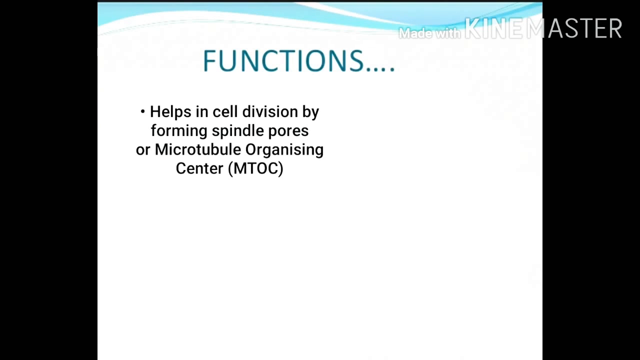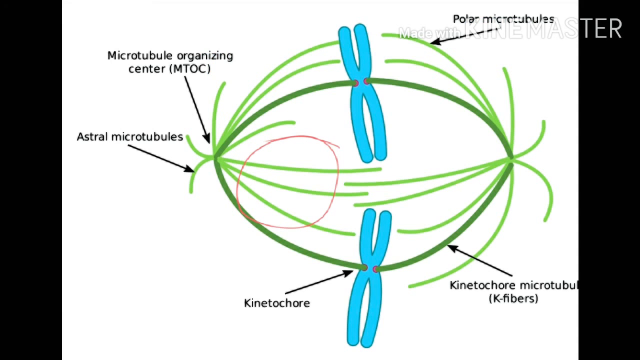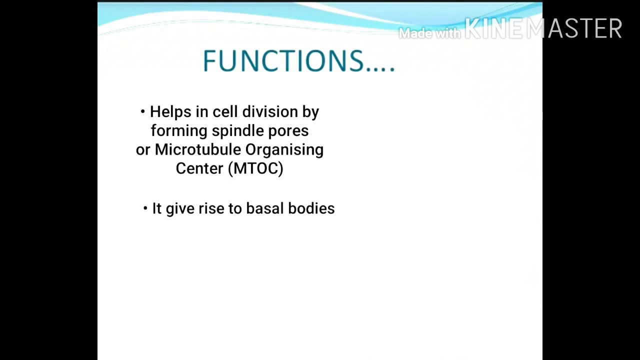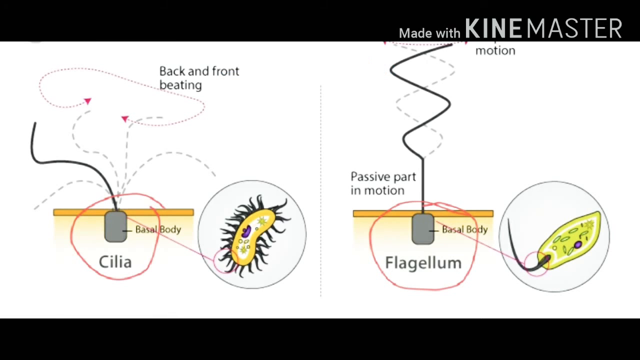The first function of centriole is that it helps in cell division by forming spindle poles or microtubule organizing center, or you can say MTOC. As you know, spindle formation is very important for cell division, and this spindle is formed from spindle poles or from MTOC. The second function of centriole is that it gives rise to basal bodies, which further form cilia and flagella.